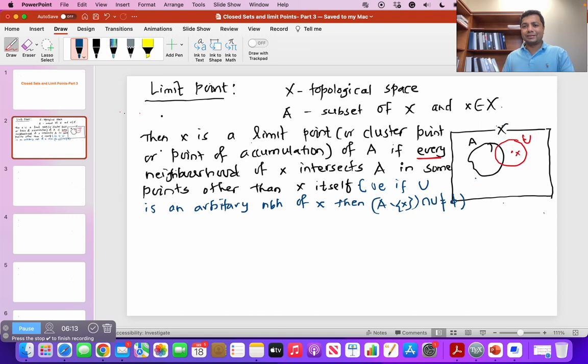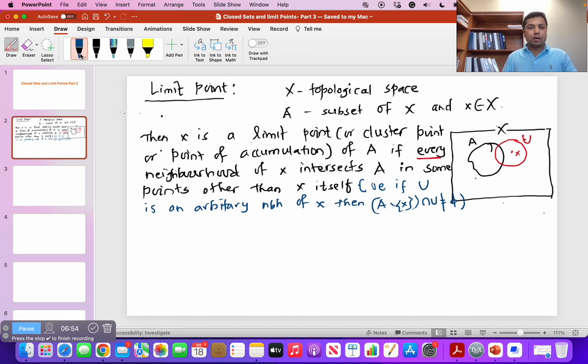So basically, X is a topological space, and A is a subset of X. Then a point x, which is obviously in the topological space X, could be inside A or outside of A. Then this point x is called a limit point of this set A if every neighborhood of x intersects A at some point other than x. So if you take the intersection of every neighborhood of x with A minus x, that intersection must be non-empty. Then the point x is called the limit point.